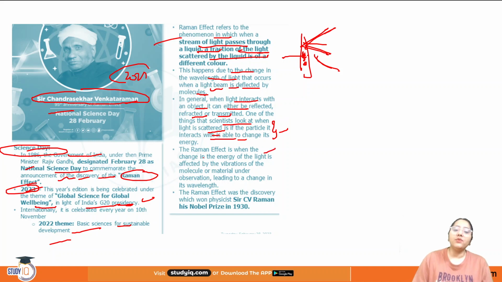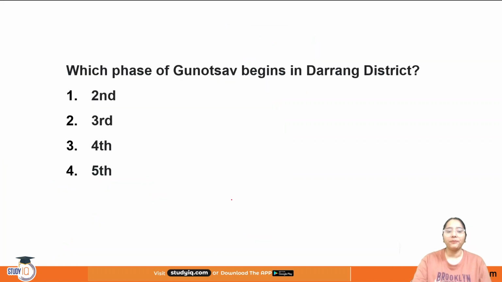The Raman effect is when the change in energy of the light is affected by the vibrations of the molecules or the material under observation, leading to a change in its wavelength. So here the molecules of the liquid ultimately lead to the change in the wavelength of the light and promote the phenomenon of scattering. The Raman effect was the discovery which won the physicist Sir C.V. Raman the Nobel Prize in the year 1930.